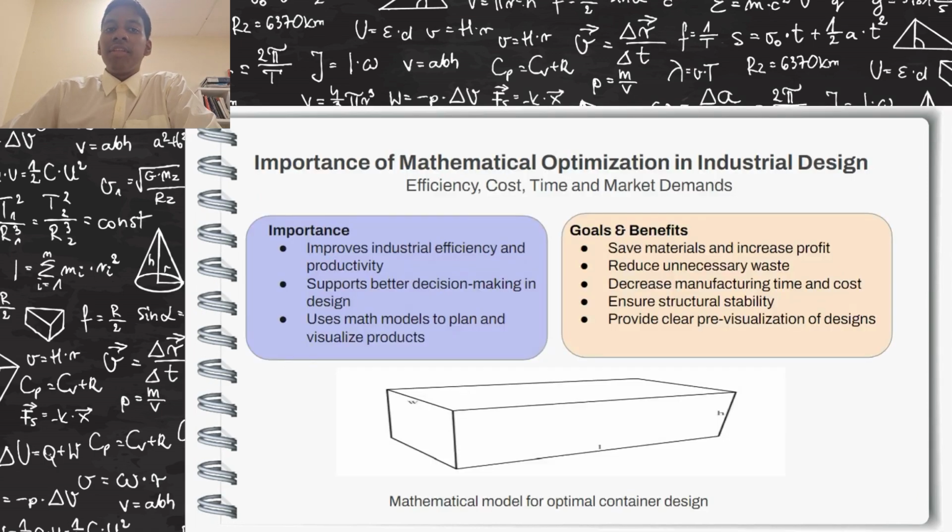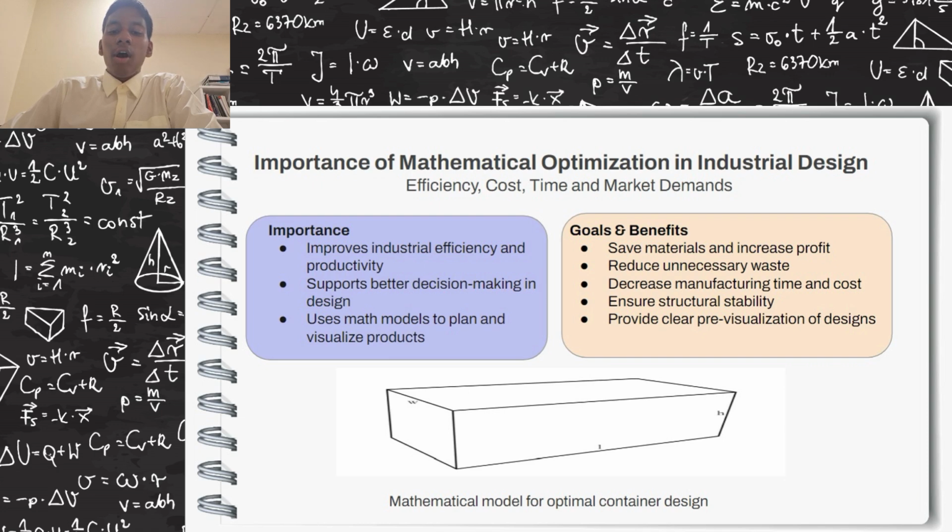Now that we've gone through the calculation path, let's talk about why mathematical optimization actually matters in industrial design. In industries, companies don't just guess what size or what shape a product should be. They rely on mathematical equations to make smarter choices. And this helps designers figure out the most efficient way to create something by testing different ideas using mathematical models. This means they can spot problems early and choose designs that work better and cost less.